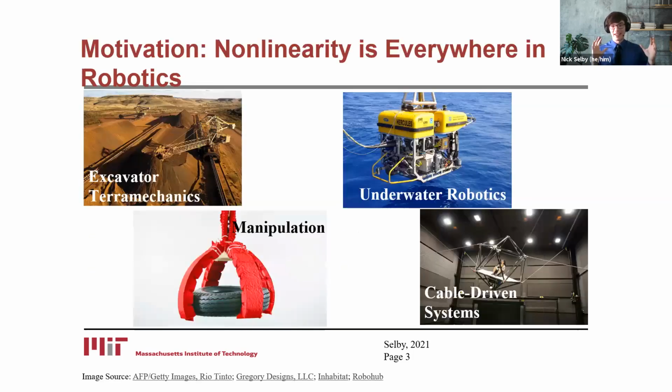So the motivation is that nonlinearity is everywhere in robotics. We have excavator terra mechanics, drag forces in underwater robotics, contact, non-contact transitions and manipulation, and of course, of particular interest to the Darbeloff lab, unidirectional load bearing in cable-driven systems. Folks doing research in these fields will tell you that these nonlinearities make our lives as engineers a lot harder.